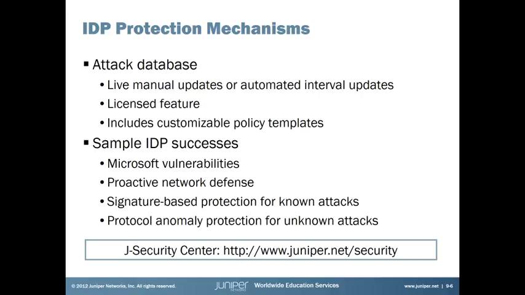So, what are the protection mechanisms? Well, we have this thing called an attack database, which really is the signature database. It is updated constantly. It's located up on Juniper Networks' site. It's constantly updated with the latest threats and the latest known vulnerabilities of operating systems. There is a whole range of operating systems covered, including Windows and others, by the attack database. There are hundreds and hundreds of different vulnerabilities covered in that database.